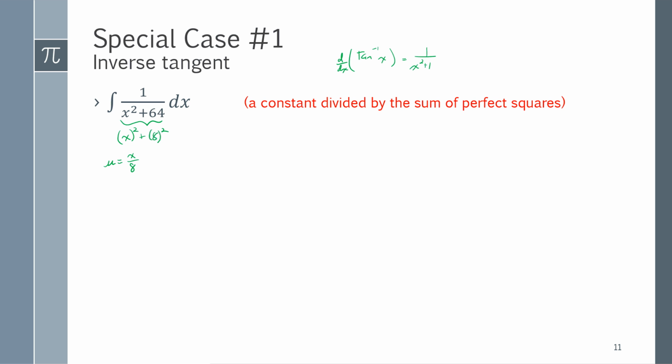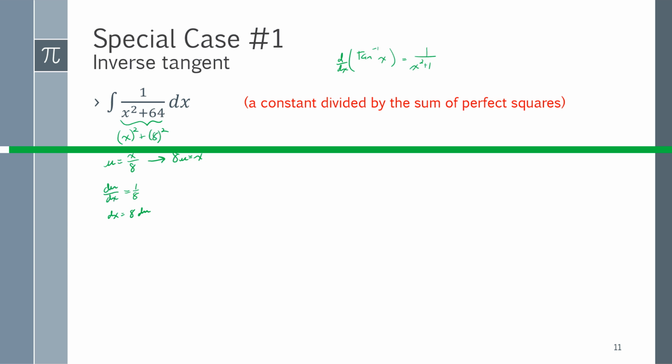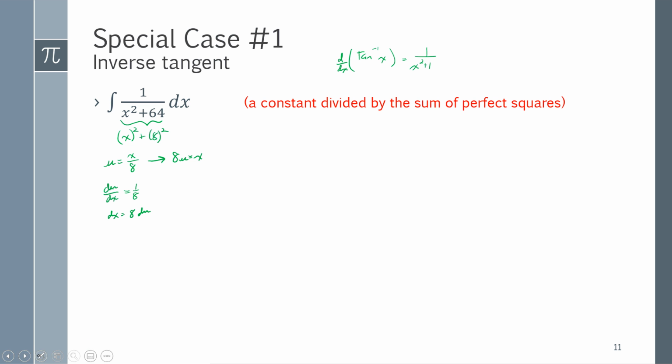And this doesn't look very helpful to me. So du dx is equal to 1/8. So dx is equal to 8 du. Because I look at it and go, there's no x over 8 for me to replace with u. But if I rearrange and I solve this for x, 8u is equal to x. And now I can replace the x.